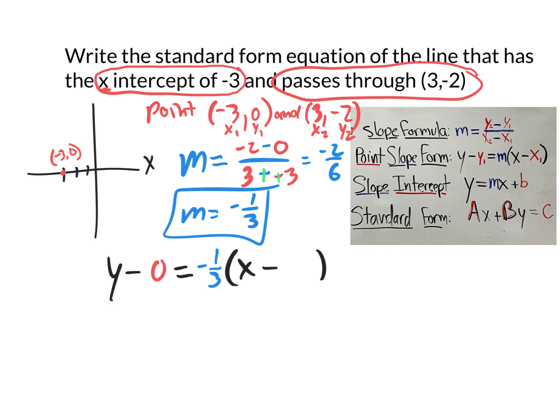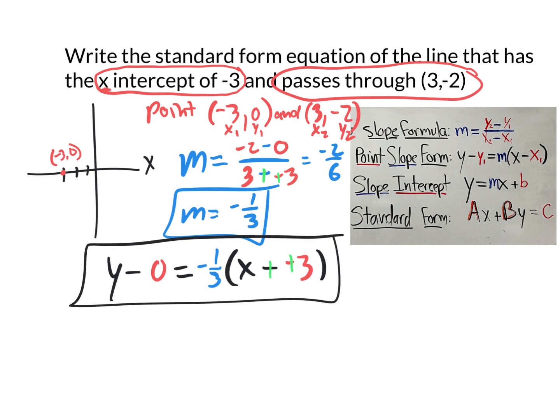x1 is negative 3. So negative 3 goes right in there. Change it to plus, and there's your point slope form equation. If they would have asked for point slope form, you would be done right there. Y minus 0 equals negative 1/3, parentheses x plus 3. However, they want it in standard form.